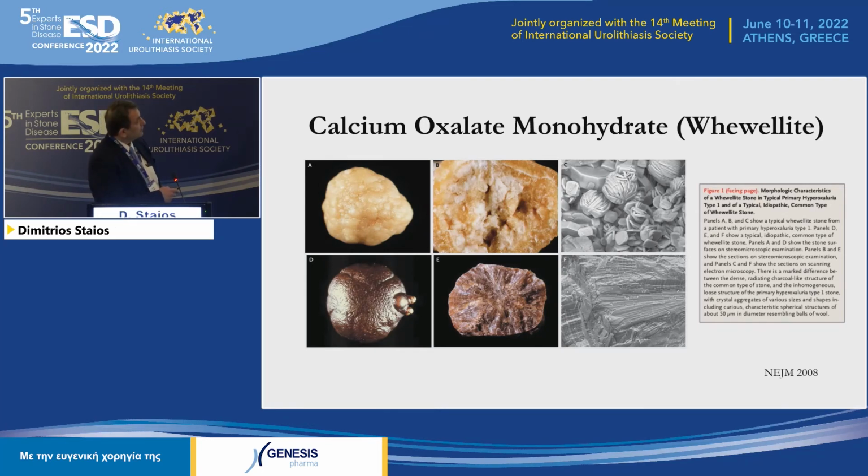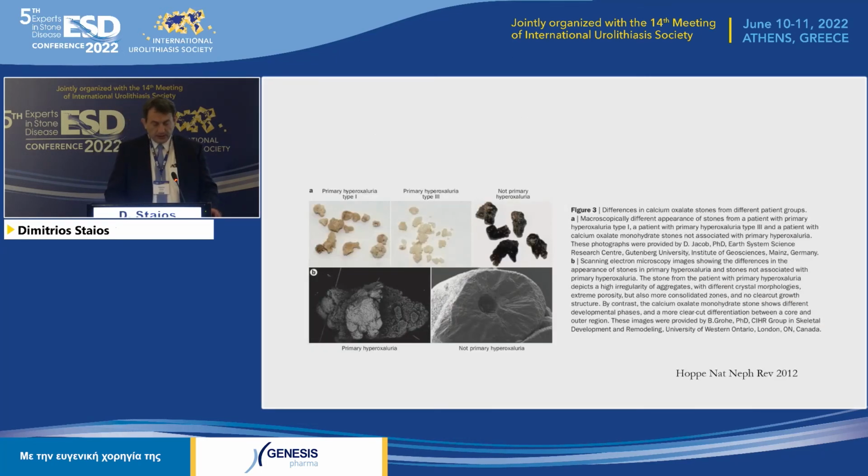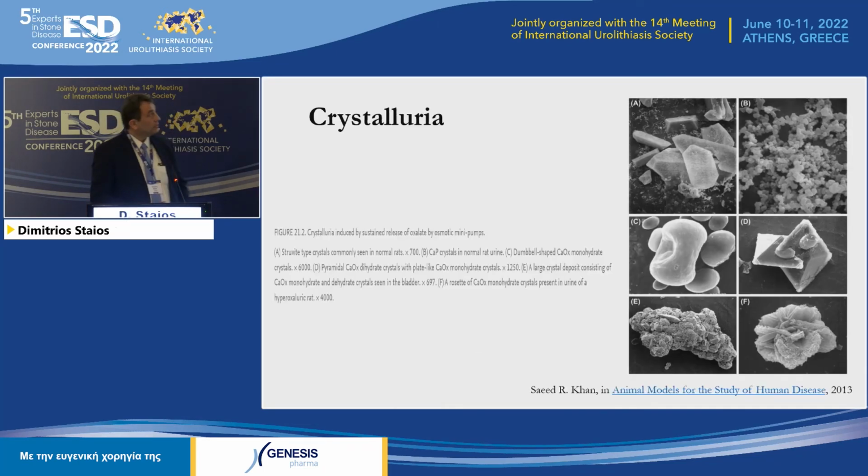The calcium oxalate monohydrate of PH1 looks like this. We can see that there is a difference in how we see the stones from primary hyperoxaluria type 1 to primary hyperoxaluria type 2. And of course, on crystalluria, we see that PH1 patients have this dumbbell appearance in contrast with calcium oxalate dihydrate crystals.